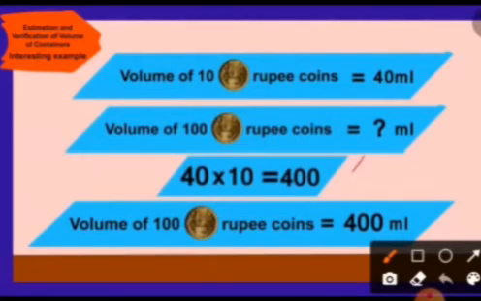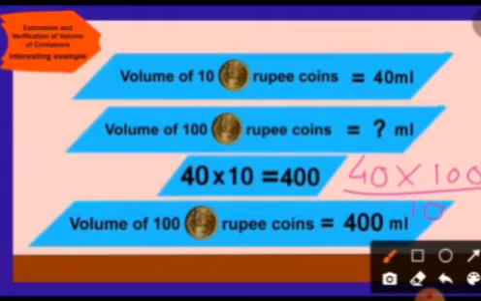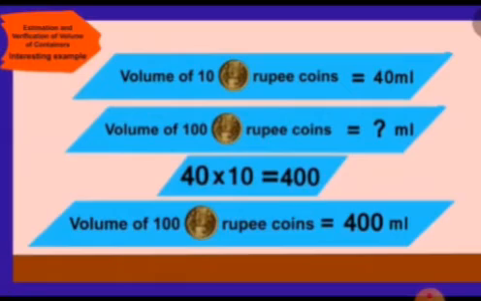40 multiply 100 divide by 10. Solve this equation. 10 tens are 100. So, 40 multiply 10 is equal to 400. So, the volume of 100 5 rupee coins is equal to 400 ml.